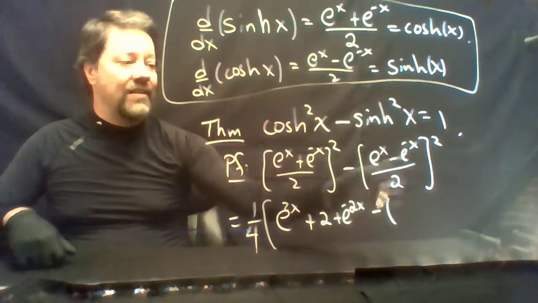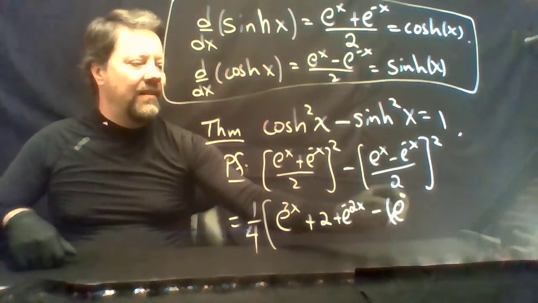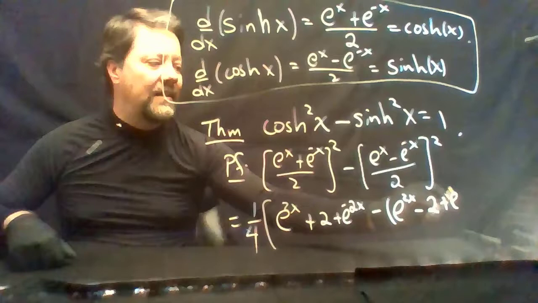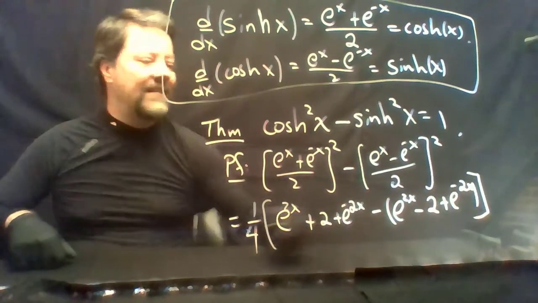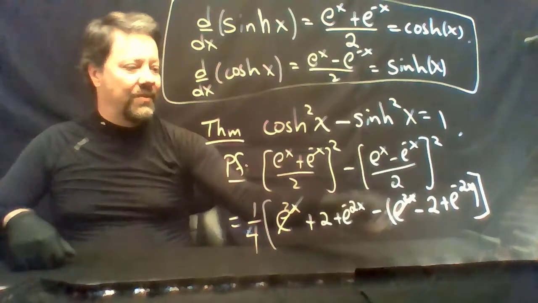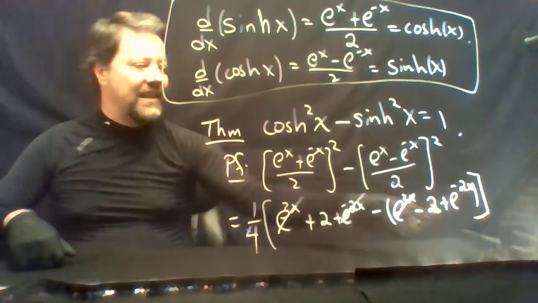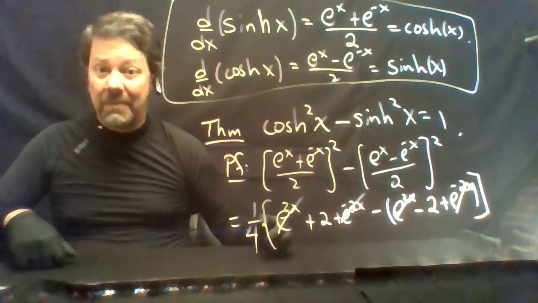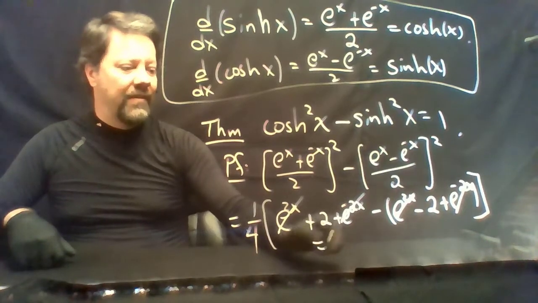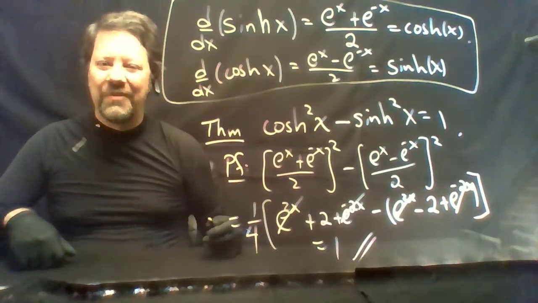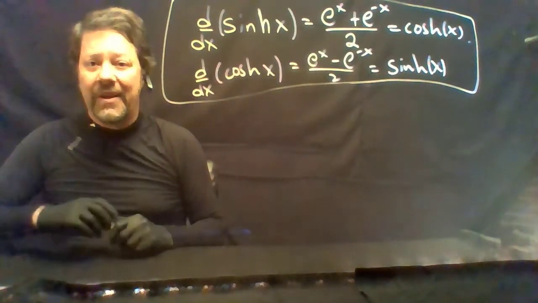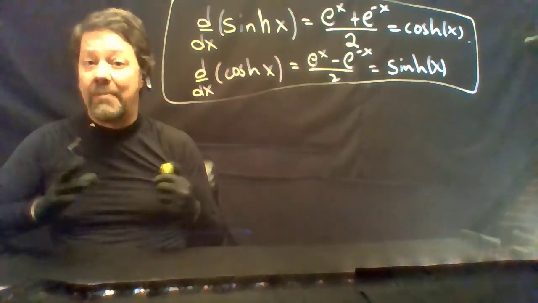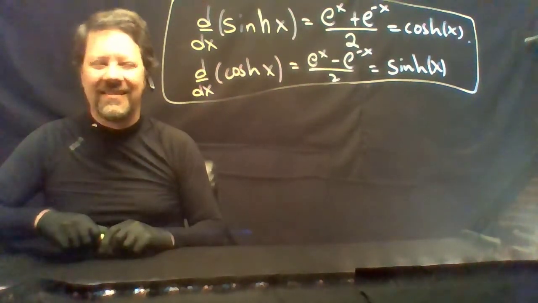From that we subtract the square of the other binomial. The only thing that's going to change there is we'll get minus 2 and then plus e to the negative 2x. Now, the e to the 2x's go because we're subtracting them. The e to the minus 2x's go, but 2 minus negative 2 is positive 4 times 1/4 gives you 1, and the proof is over. You can parameterize circles with the circular functions. The identity we just proved shows that you can parameterize hyperbolas with hyperbolic trig functions.